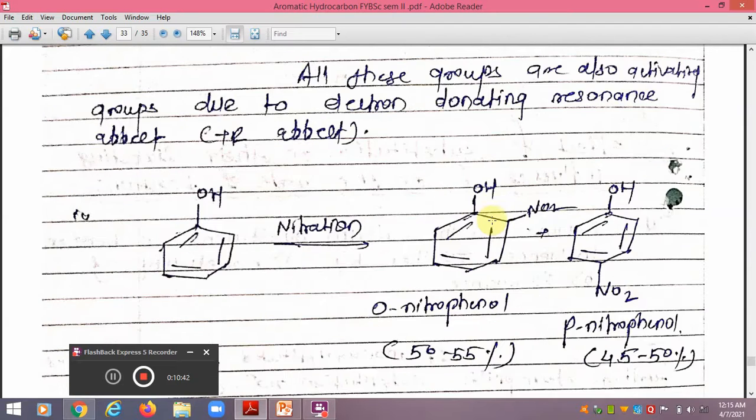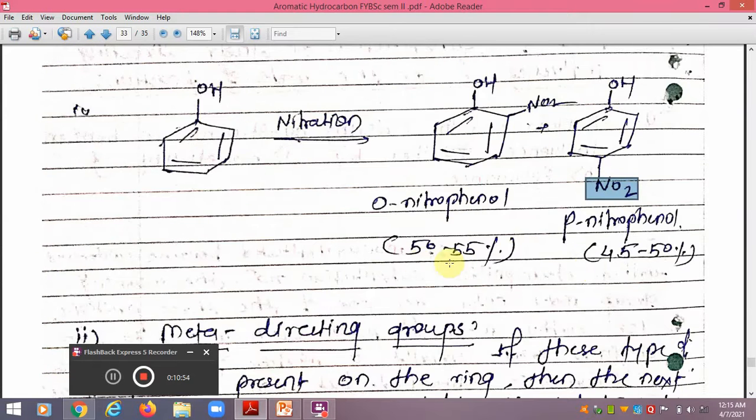All this we can show here. For example, OH, which is an electron donating group, then the incoming electrophile, the nitro group, will either go to the ortho position or to the para position. Definitely their percentage is considerable.